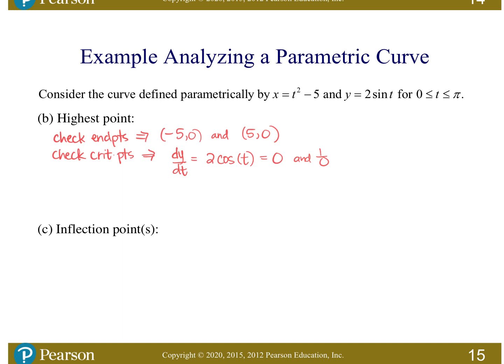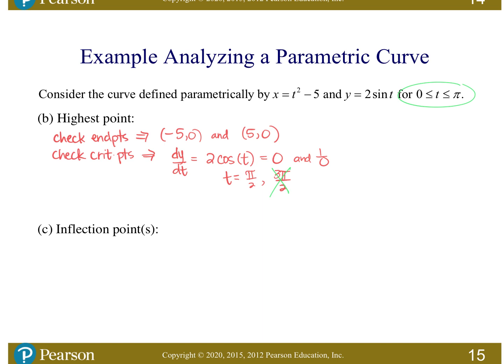So my cosine is equal to 0 at what times? You guys tell me. Okay, half pi is one of them. When else? I don't need to write 3 pi over 2. And are both of those in the time value that we've been given? Okay, no, this one's not. So it's only pi over 2, that's a possibility. So then we're going to check what its x and y value would be.